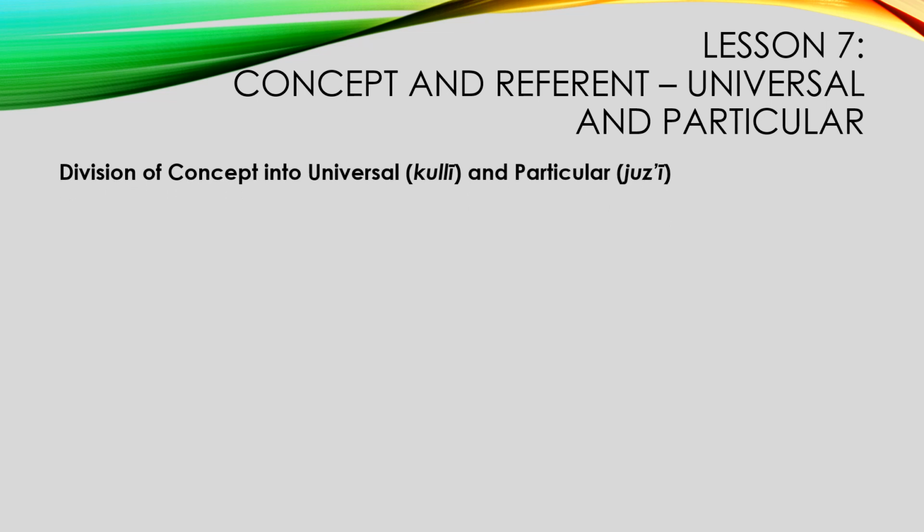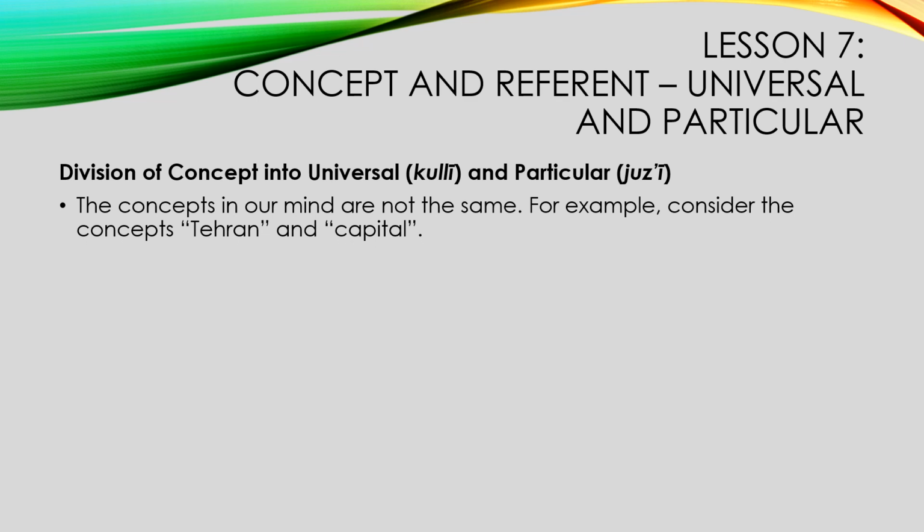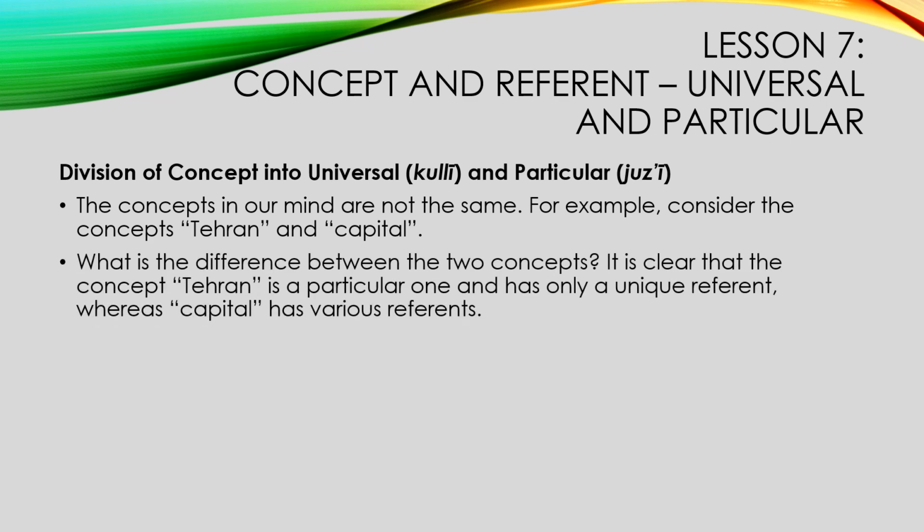Division of concept into universal or kullī and particular or juz'ī. The concepts in our mind are not the same. For example, consider the concepts Tehran and capital. What is the difference between the two concepts?